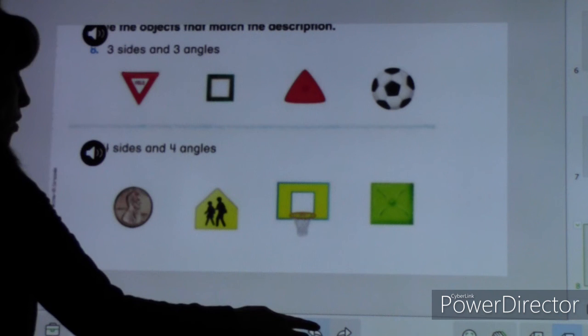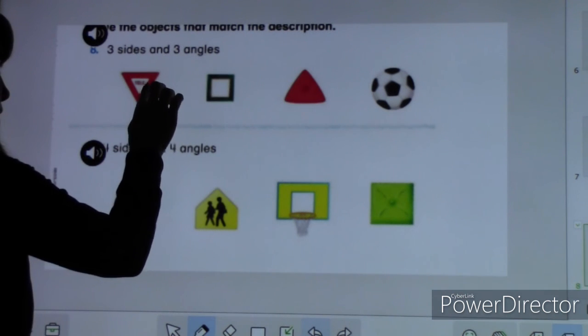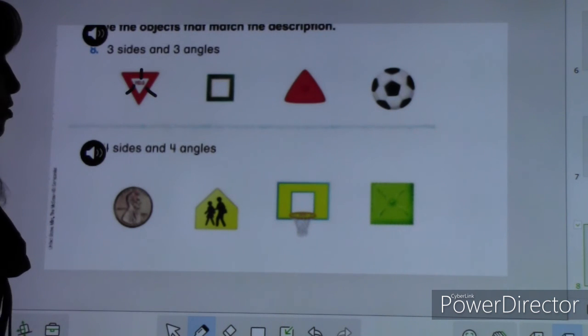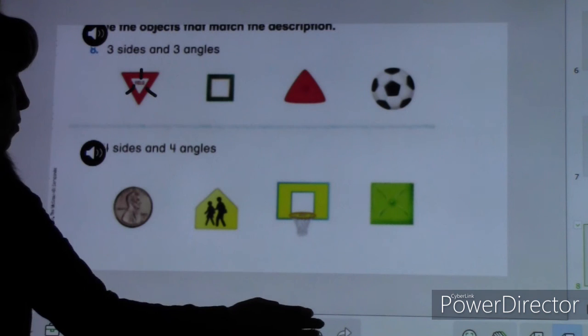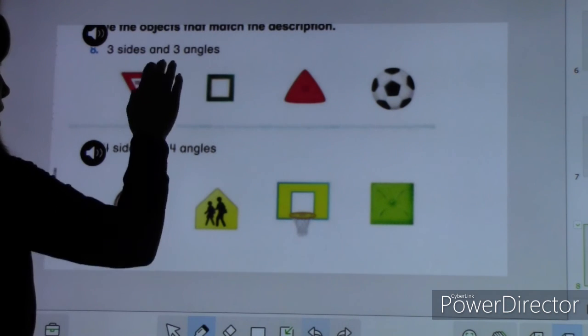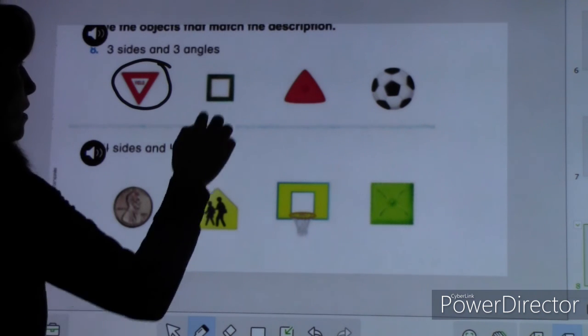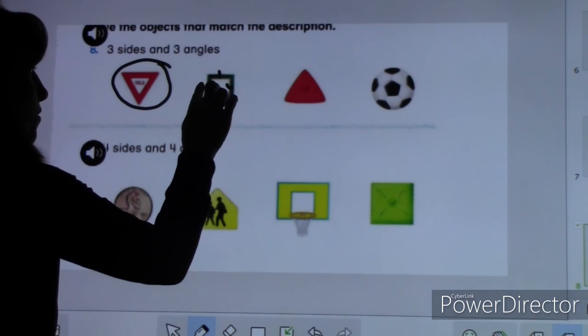You can also do your lines like this, 1, 2, 3. I want you to mark it so that you keep track of which sides you've already counted and you don't count the same ones twice. Okay, so that has 3 sides and 3 angles. It's a triangle.